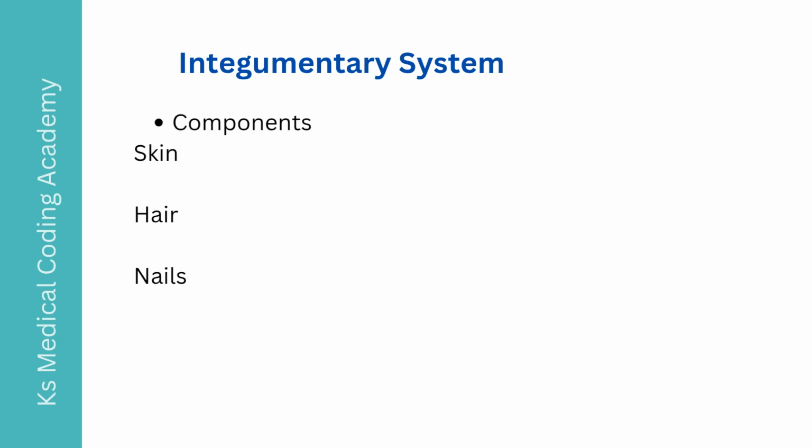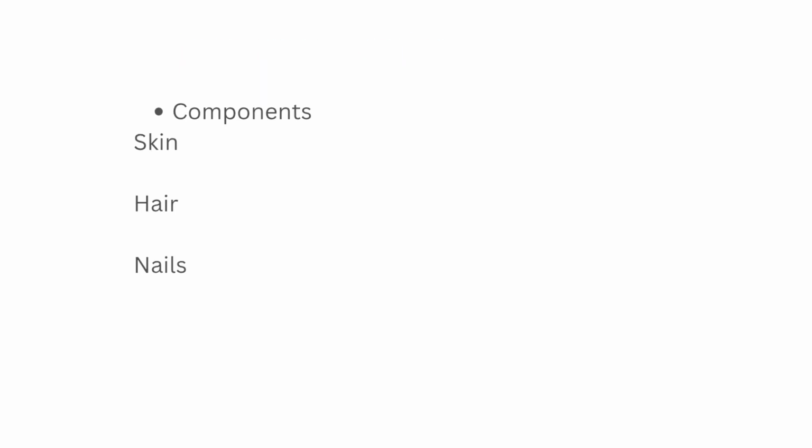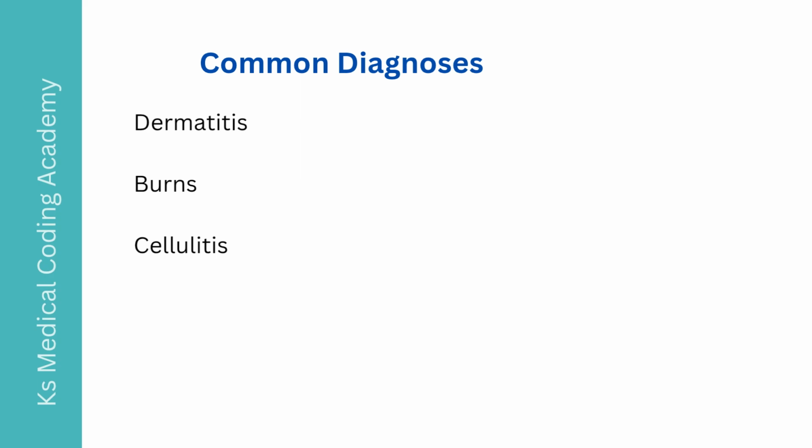Integumentary system. Components. The integumentary system includes the skin, hair, and nails, the body's first line of defense. Common diagnoses. Cellulitis, dermatitis, burns, lacerations, and skin infections frequently appear in emergency coding.